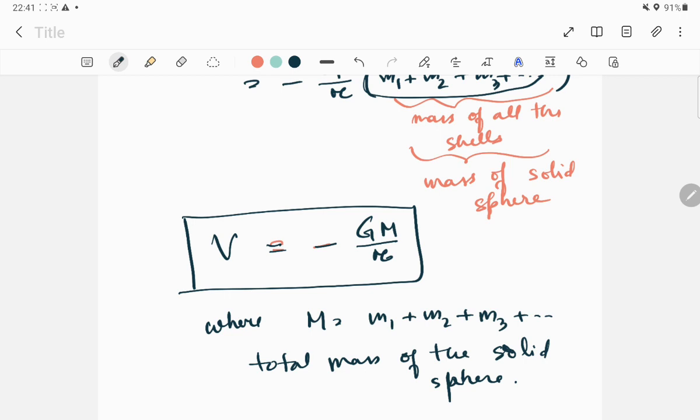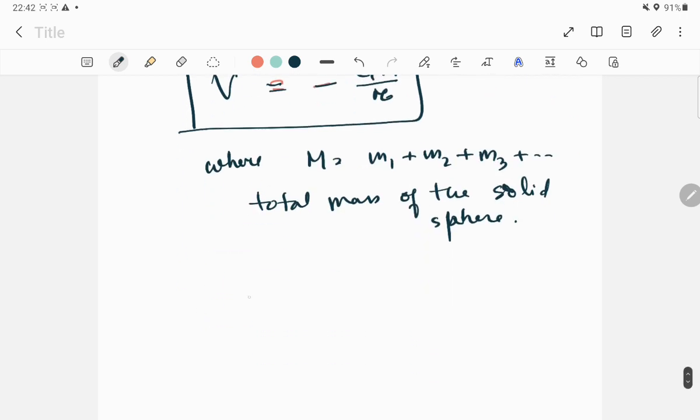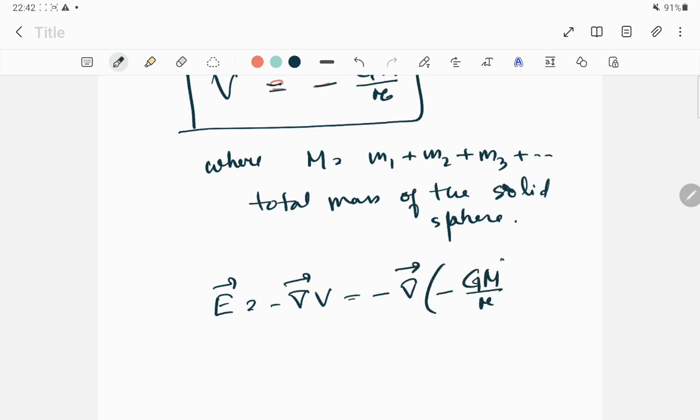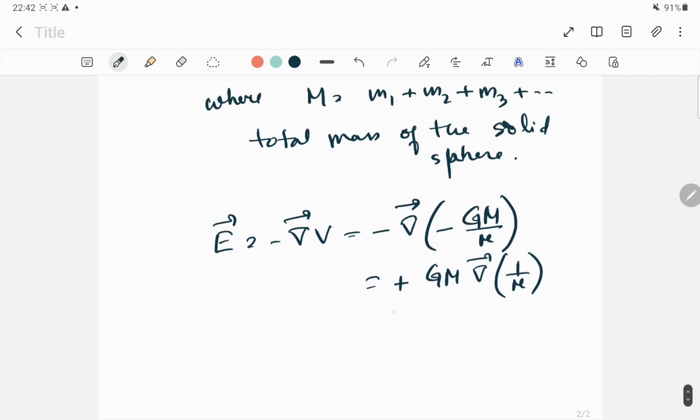As usual, if I want to find the gravitational field intensity, it is nothing but minus nabla vector V. So it is minus nabla of minus GM by r. It will simply be equal to minus GM, nabla of minus 1 by r, that is plus 1 by r. So it can further be written as minus GM by r square r cap.